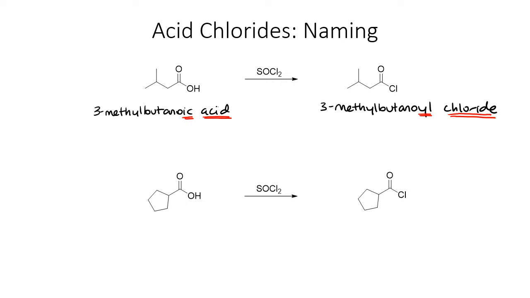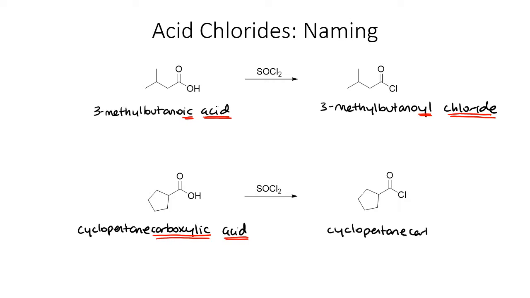For the carboxylic acids attached to cycloalkanes, so with this one we have cyclopentanecarboxylic acid, we're going to replace the entire word carboxylic with the word carbonyl, and we'll replace acid with chloride. So we end up with cyclopentanecarbonyl chloride.